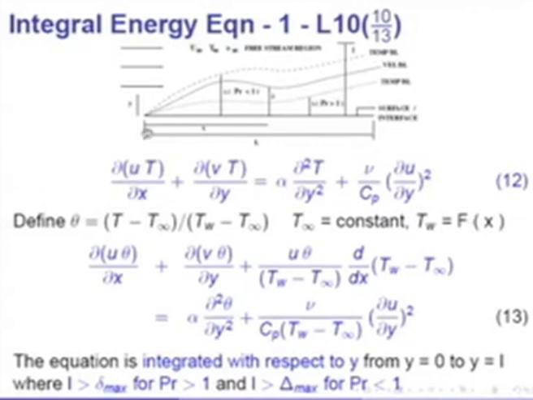So, then this equation will simply become this term will become u d theta by dx. There is an additional term arising out of the fact that T w now is a function of x, and therefore, you will have a term T minus T infinity divided by T w minus T infinity into d by dx of T w minus T infinity. This term will become alpha d2 theta by dy squared, and this term will become nu over Cp times u w minus T infinity du by dy whole squared. It is this equation that we shall integrate from 0 to L, where L is greater than delta max for Prandtl equal to 1 and Prandtl greater than 1, and L is greater than capital delta max for Prandtl less than 1.